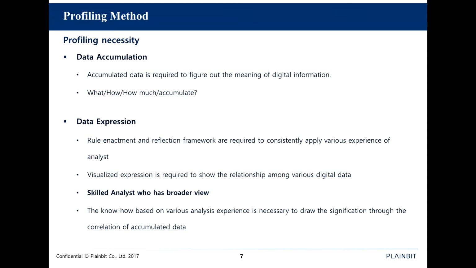The accumulated data must be processed in various forms to enable profiling. The processing method can be defined in advance, but since it can derive new meaning from the data, it is necessary to create a framework to allow it to be changed at any time. Using visualization can also be effective in deriving meaning.